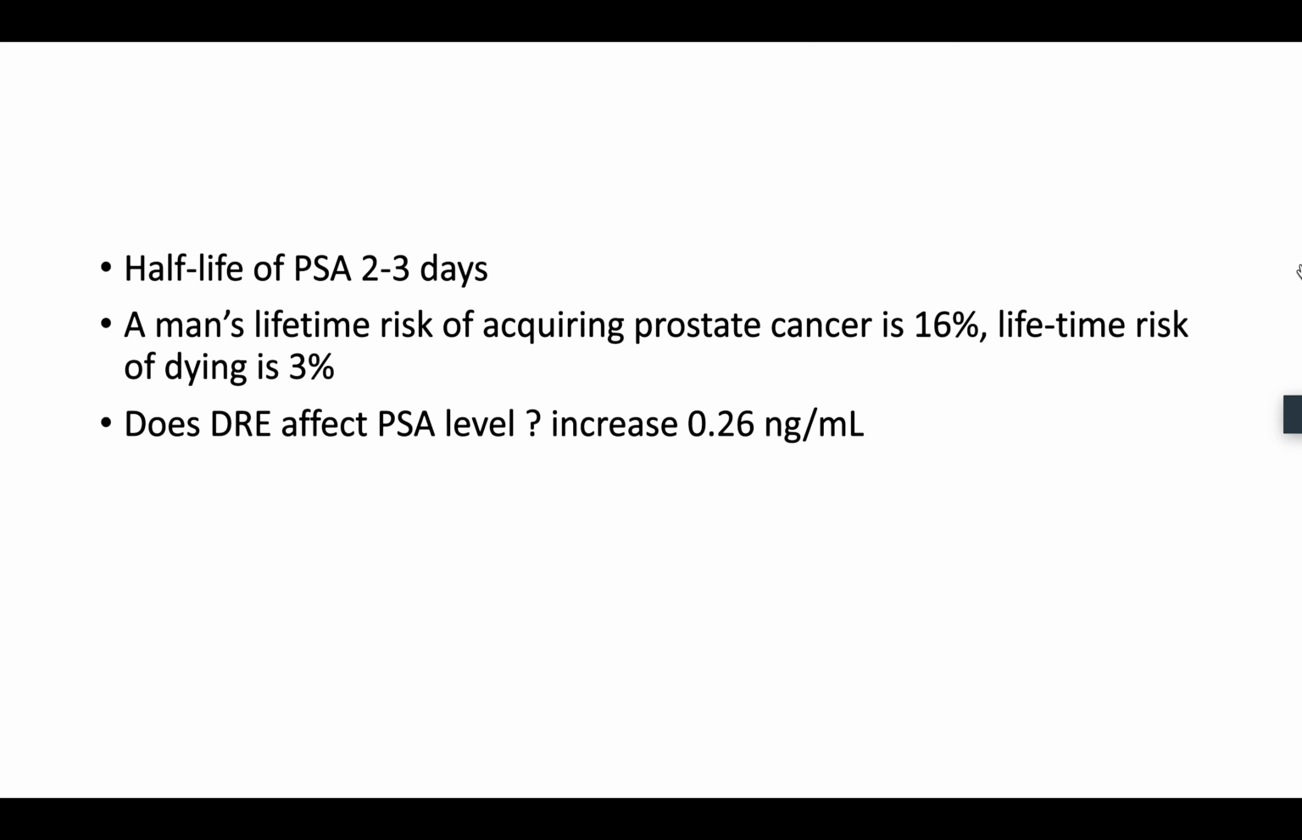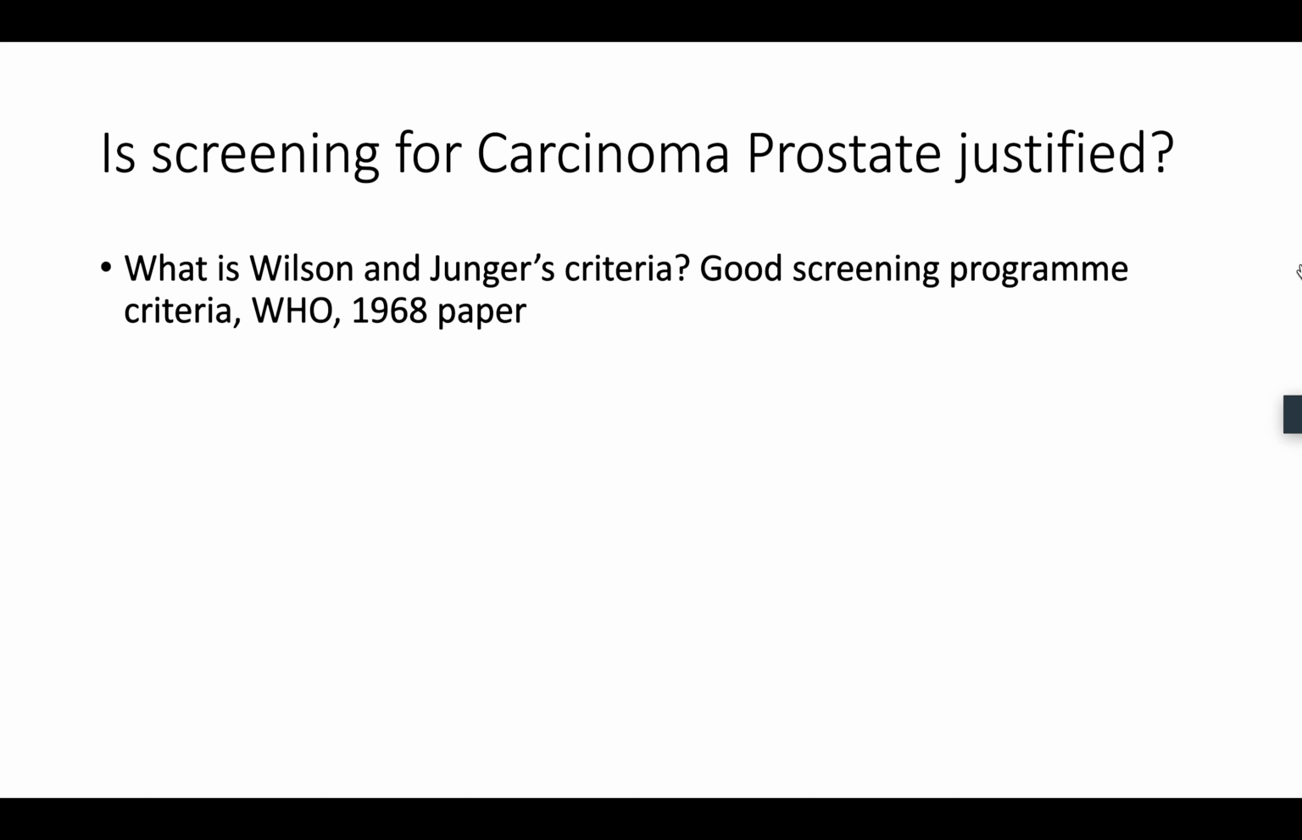PSA stands for prostate specific antigen. It's a serine protease, a glycoprotein protease, which has a molecular weight of 34 kilodaltons. It's otherwise known as human kallikrein 3, and it's produced by the prostatic ductal and epithelial cells. Its function is to liquefy the semen coagulum, and it is secreted in normal quantities by the prostate cells. It's encoded on chromosome 19.